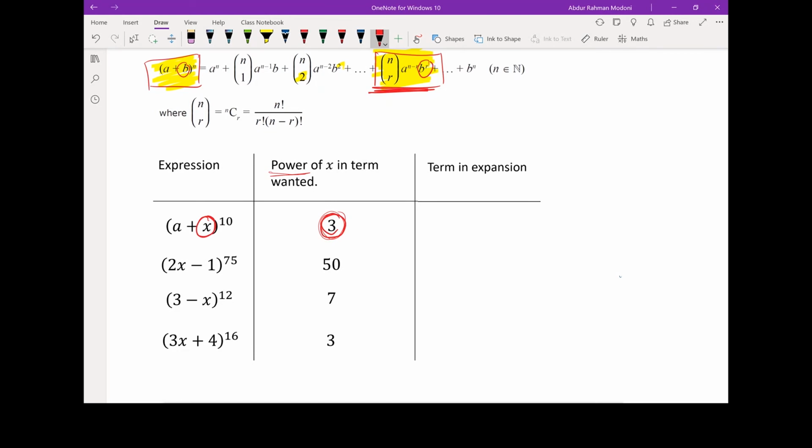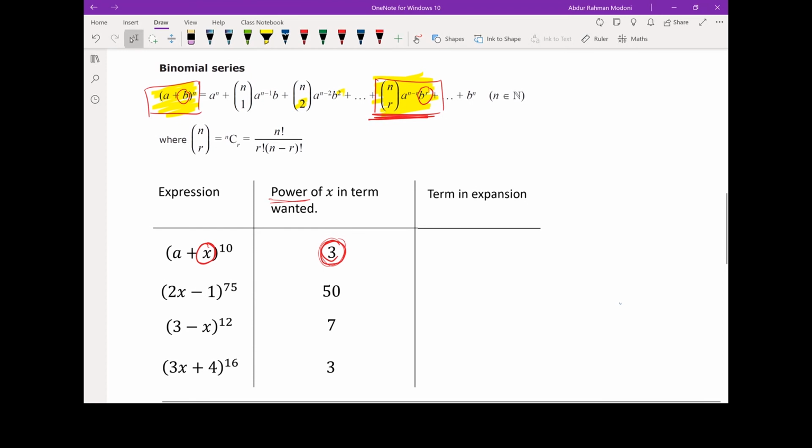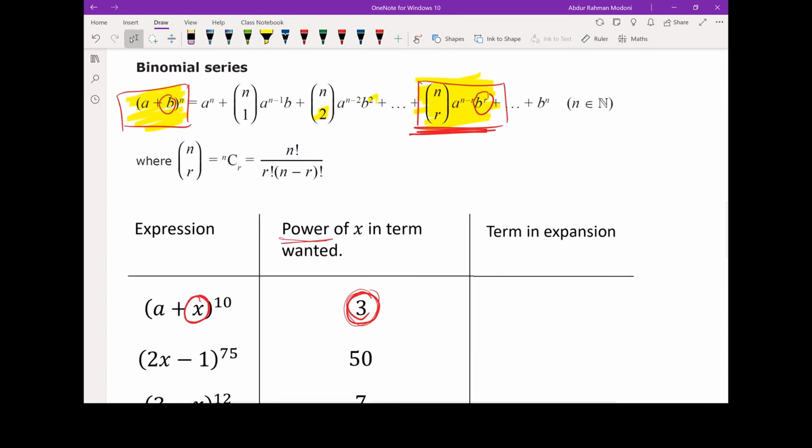So we can use the formula given to us in the formula book to figure out just that term without doing every single term in the expansion. You can do all the terms, but why do all of them if the question's not asking for it? You're wasting valuable time in an exam situation. So how do we go and use this?